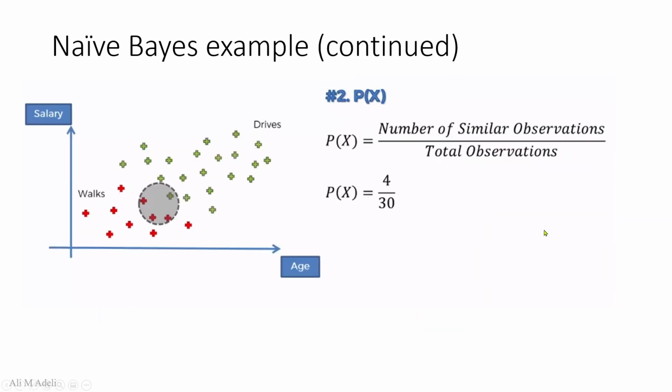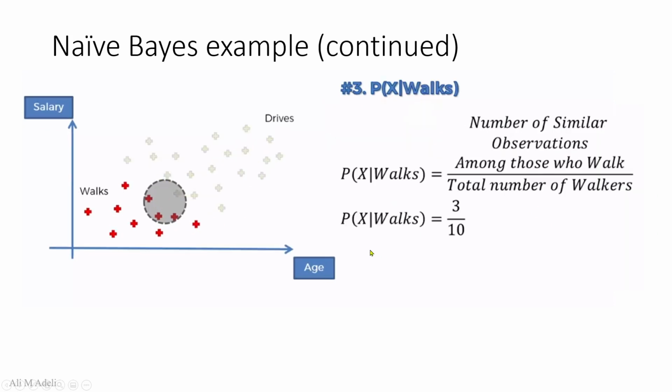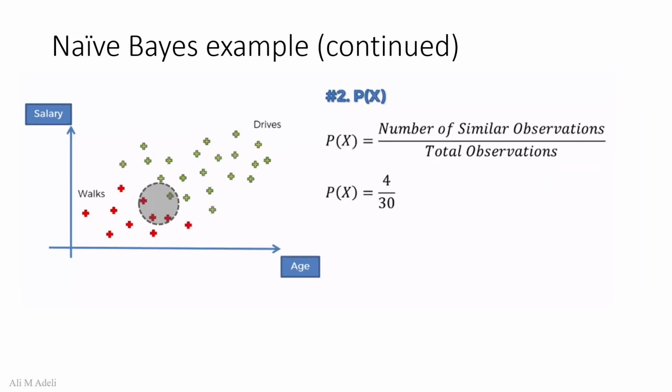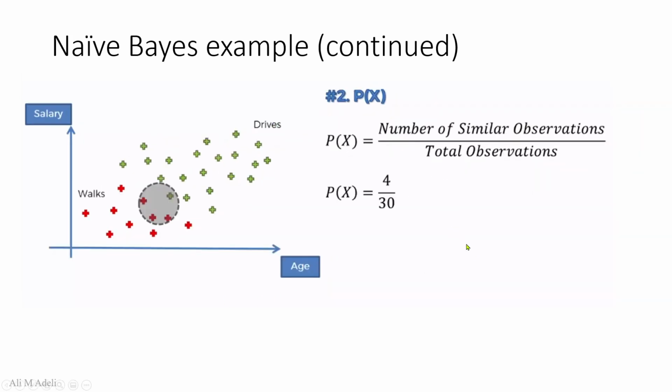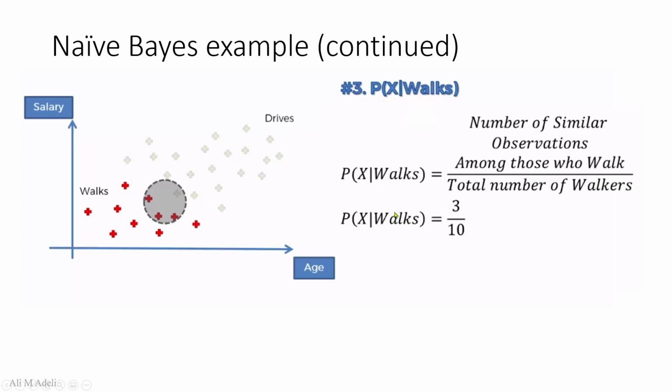So I have 4 out of 30, we calculated that one. And now P of x given that it walks: the marginal likelihood of observing somebody similar to the new observation was 4 out of 30. Now the likelihood of observing such a thing given it's a walker is the number of similar observations, these x's, out of all those who walk. So it's going to be 3 out of 10.